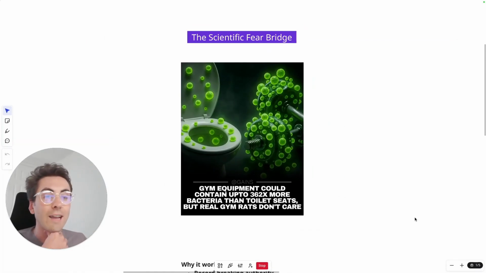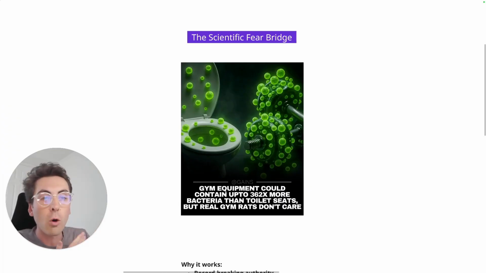Okay, so what do we have here? Now, this is called the scientific fear bridge. This is an Instagram theme page called Gains, @Gains on Instagram. Guys, this page is going ultra viral organically, and there's a style of content that works for them. This black gradient then transitioning into a hyper dopamine grabbing, attention grabbing image that really drives curiosity is their recipe. Do this. I'm serious. Do it.